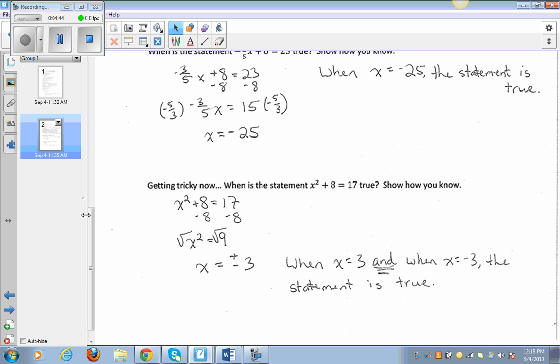So when x is 3 and when x is negative 3, the statement is true. But if x is anything besides positive or negative 3, then it's false.